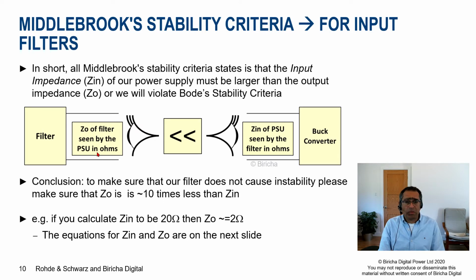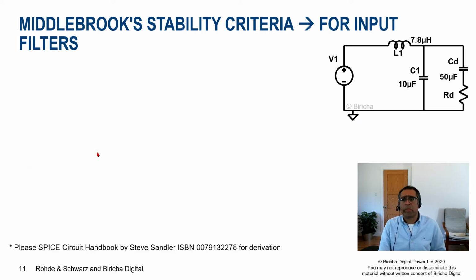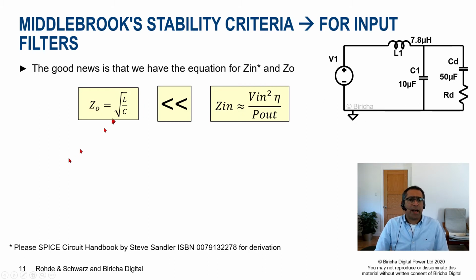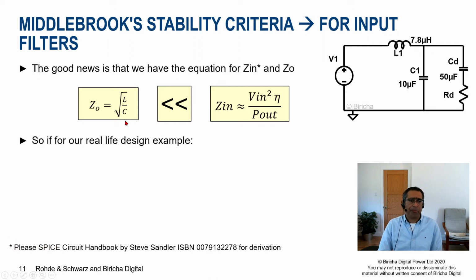How do we go about working out the input impedance and output impedance? Actually, it's really quite simple. You have two very simple equations. The output impedance Zout of this filter is square root of L over C, and that has to be a lot smaller than the input impedance of the power supply, which is Vin squared times the efficiency of the power supply divided by the output power of the power supply. And of course, the reference for these equations is given down here.